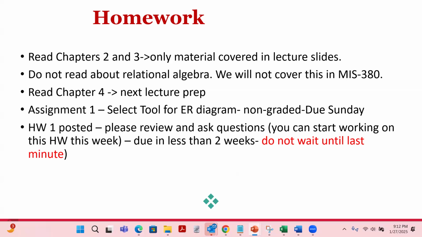Okay, there's a total of five questions in homework 1. Homework 1 is due in a couple of weeks, but again, do not wait till the last moment. Homework 1 is somewhat large, so one day is not enough to finish this homework.